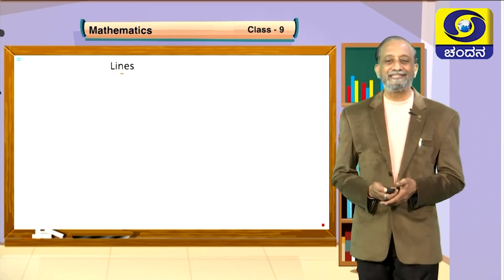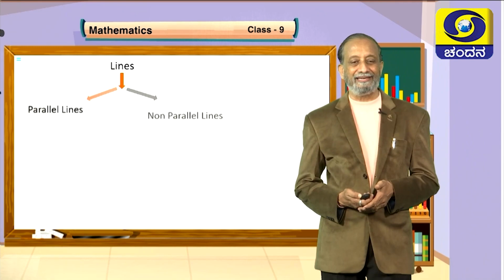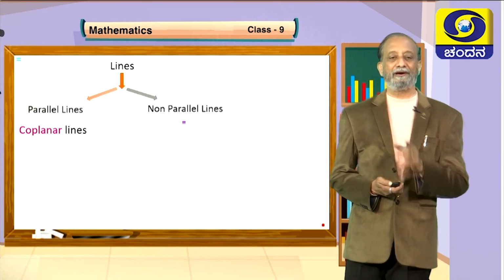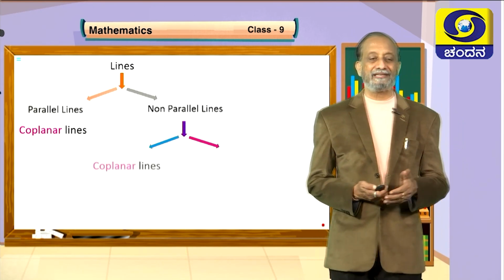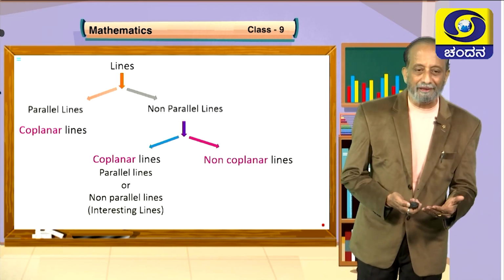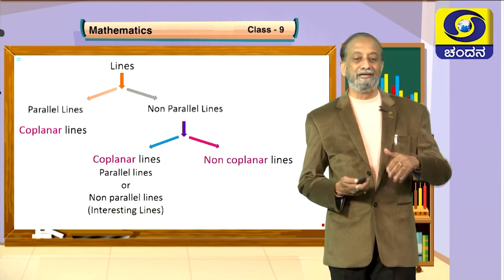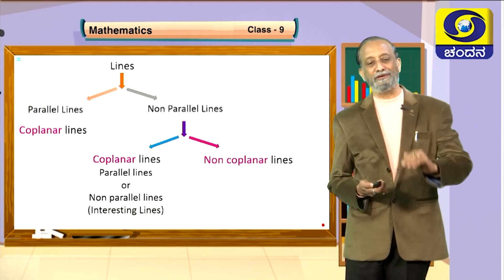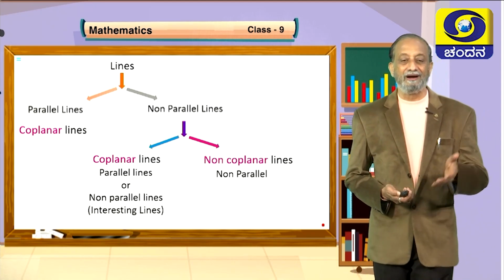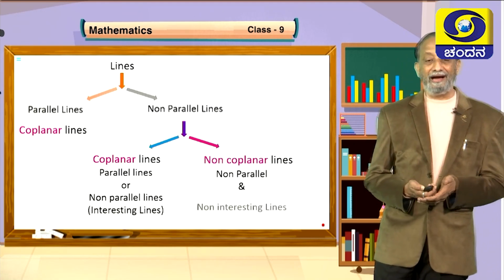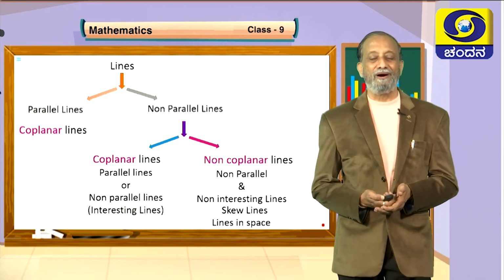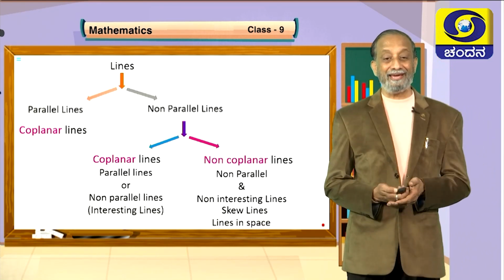Okay. So, lines can be classified into parallel lines and non-parallel lines. Parallel lines are nothing but coplanar lines only. Non-parallel lines can be coplanar lines or non-coplanar lines. Coplanar lines can be parallel to each other. If they are not parallel, they are called non-parallel lines or intersecting lines. Non-coplanar lines are always non-parallel and non-intersecting lines. These are called skew lines or lines in space.